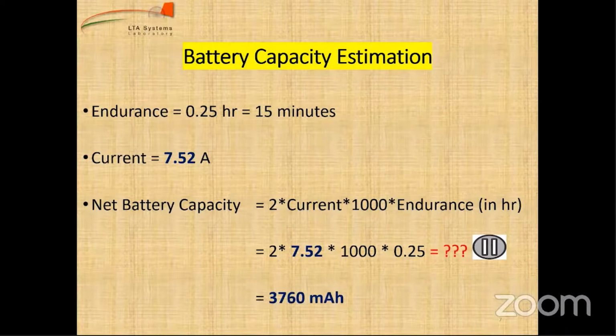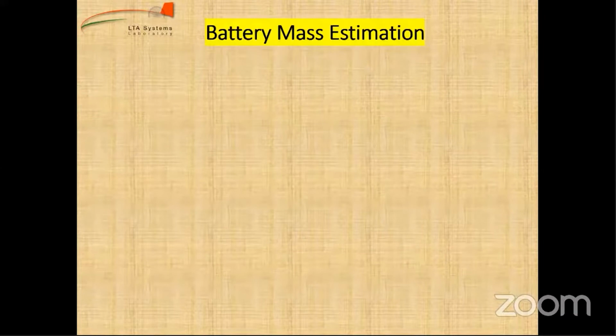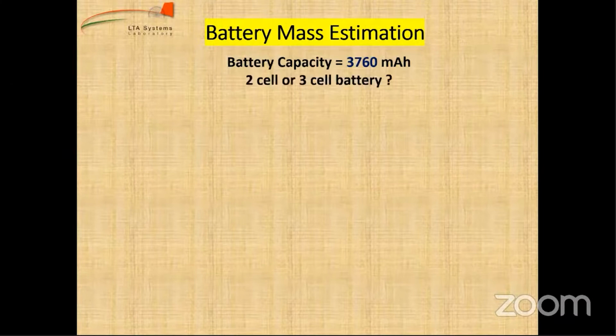3760 mAh. So we've got a battery capacity now. The next thing we need to get onto is the weight of the battery. Also, we are confused about something, and I'll bring it up at this point: a 2-cell or a 3-cell battery. Let's look at how we select a 2-cell or a 3-cell battery. Were we so sure that a 3-cell battery would be perfect for us? Were we right at that point? This slide will give an answer to that.